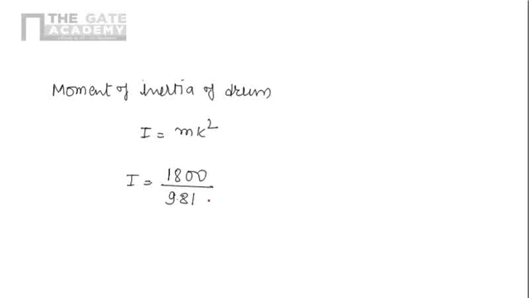Moment of inertia of the drum. We know we can calculate the moment of inertia by mk squared, where m is the mass and k is the radius of gyration. Here the weight is given as 1800. If we divide it by 9.81, we will get the mass. The radius of gyration is given as 30 centimeters, that is 0.3 meter. If we simplify it, we will get 16.5 kg meter squared. It is the moment of inertia of the drum.